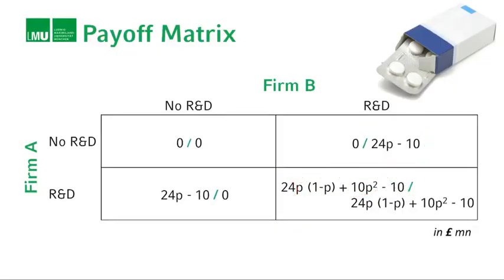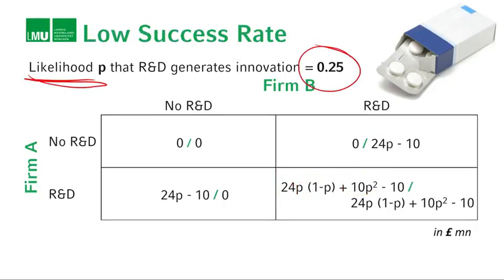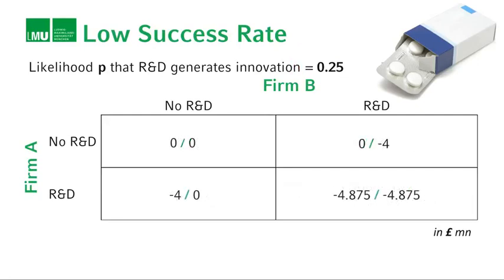Now that's not something we can really use at this point because we don't know what the numbers are, we don't know what P is, we don't know what the likelihood of success is. So let's now use some real examples here. If we have a low success rate, there is a likelihood of P that R&D generates an innovation of 25%. So in other words, only 1 in 4 projects is successful. Now this means that this payoff matrix will give us real numbers that we can work with.